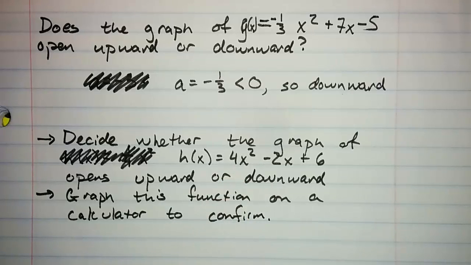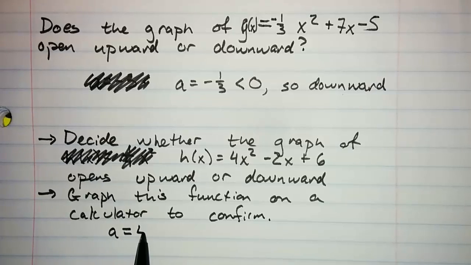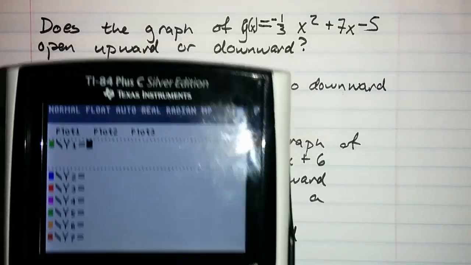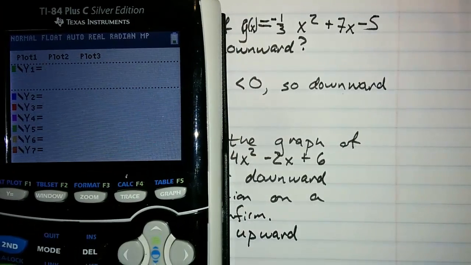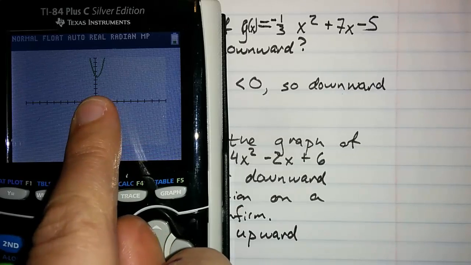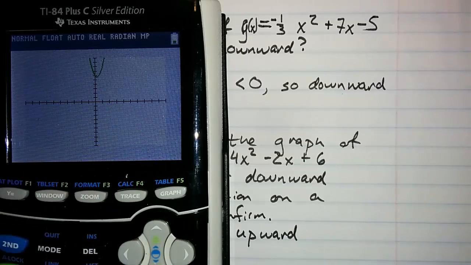All right, looking at the expression, we see that a equals 4, which is positive. So we expect that this parabola will open upward. Entering this function on the calculator and graphing first on the standard window, we in fact see a parabola that opens upward as expected.